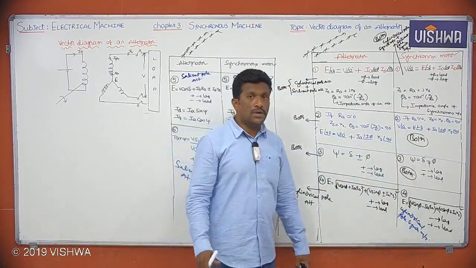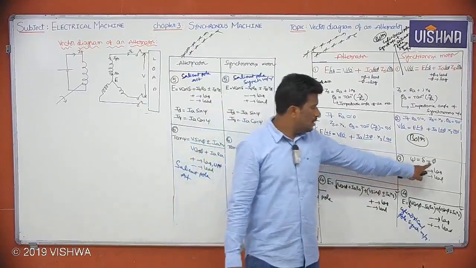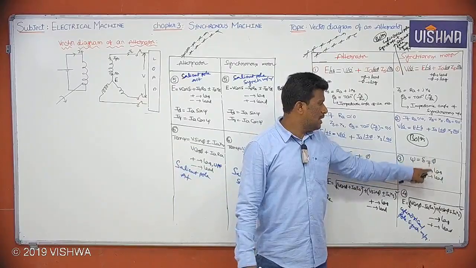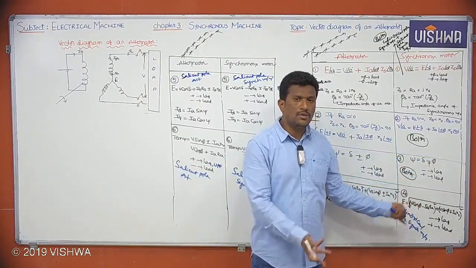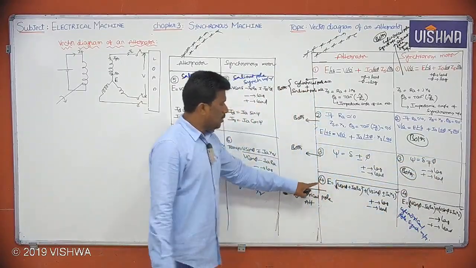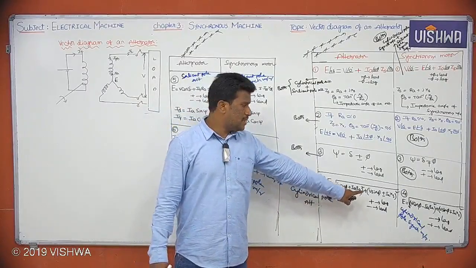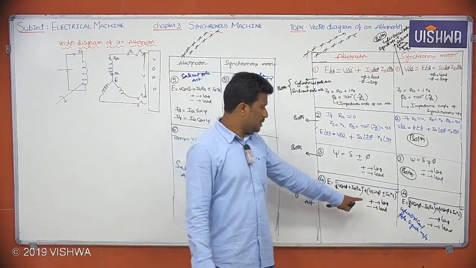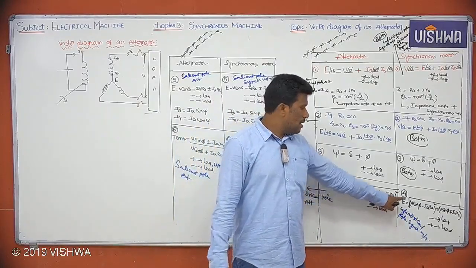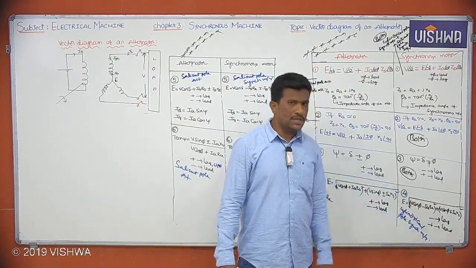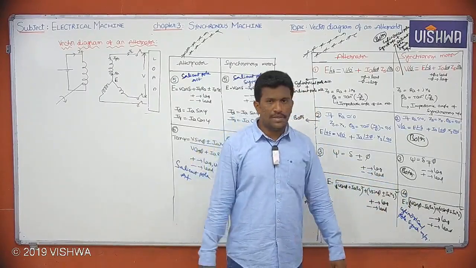So what about UPF, sir? What is there here? Cos phi is 1, phi value 0. Delta minus or plus 0. So psi equals delta only, no? So I don't have any effect, right? Leave it. Now what about E equal to square root of (V cos phi plus Ia Ra) whole square plus (V sin phi plus or minus Ia Xs) whole square, plus is for lag, minus for lead. E equal to square root of (V cos phi minus Ia Ra) whole square plus (V sin phi minus or plus Ia Xs) whole square, minus is for lag, plus is for lead.